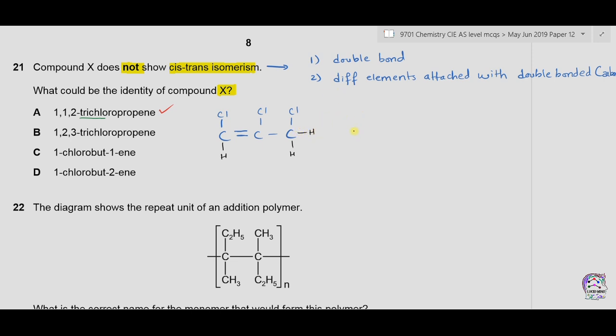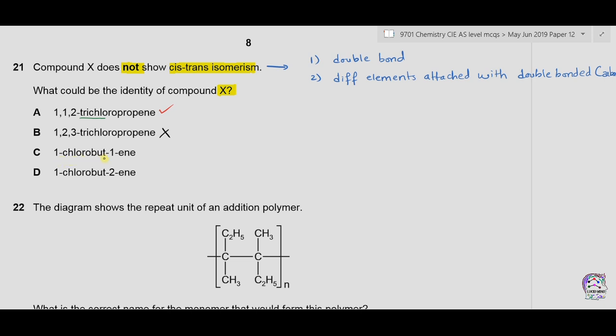So let's find out the conditions. First condition is that there must be a double bond. Yes, there is a double bond. Second condition is that there must be different elements or compounds attached with the double bonded carbon. So we have different with the first one, different with the second one. So both conditions are met. So therefore B shows cis-trans isomerism, so it is not the possible option. Let's find out about C.